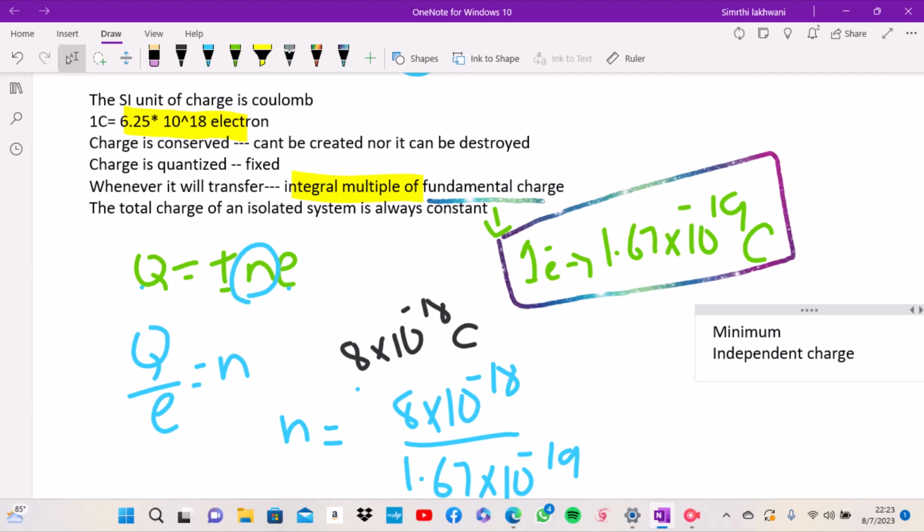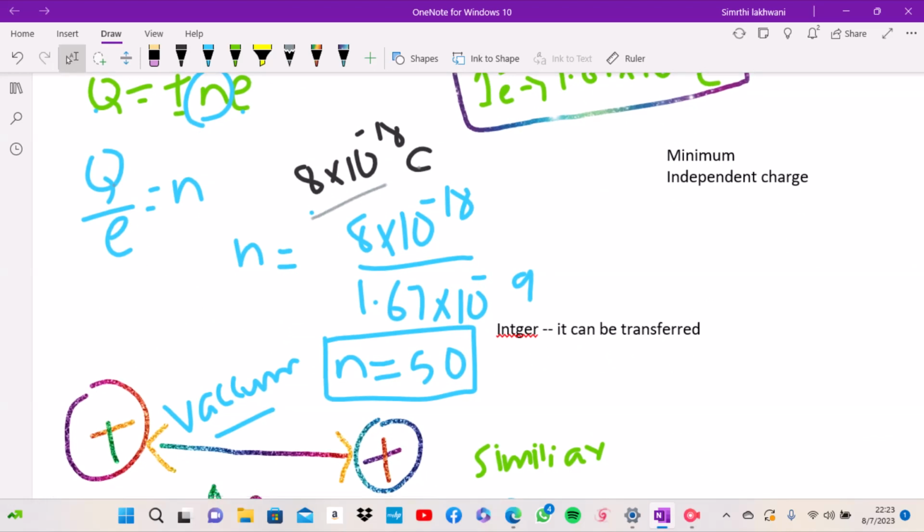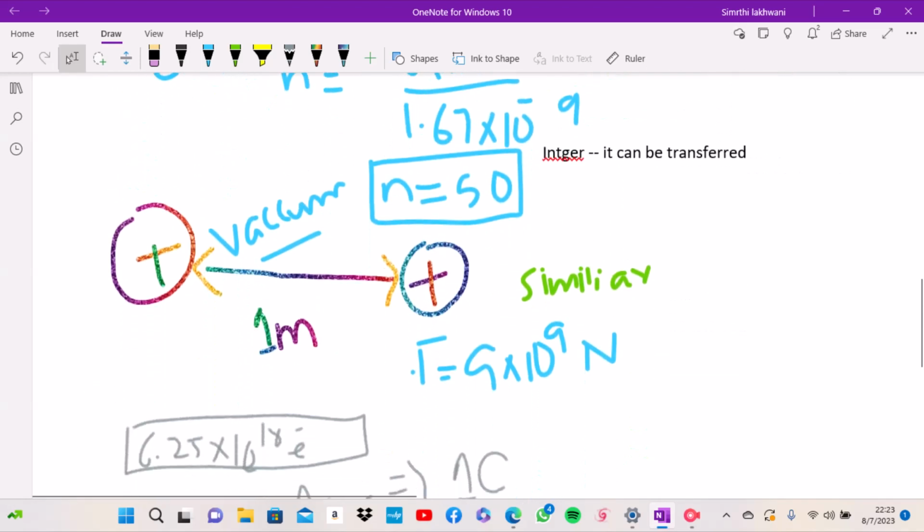Now, in order to calculate whether a charge will transfer or not, we have a formula, which is Q is equal to plus minus n e. Consider that I want to find out whether this charge will transfer or not. I'll put in this value, Q will be equal to this charge, and e is basically the fundamental charge. When I solve this, I get the answer 50. The 50 is an integer, so it means it can be transferred, right?